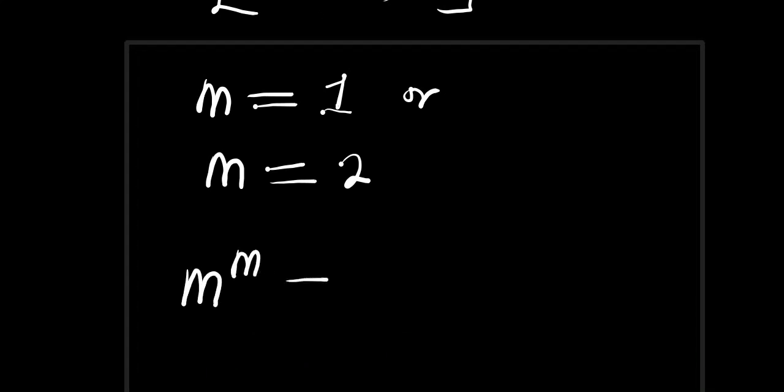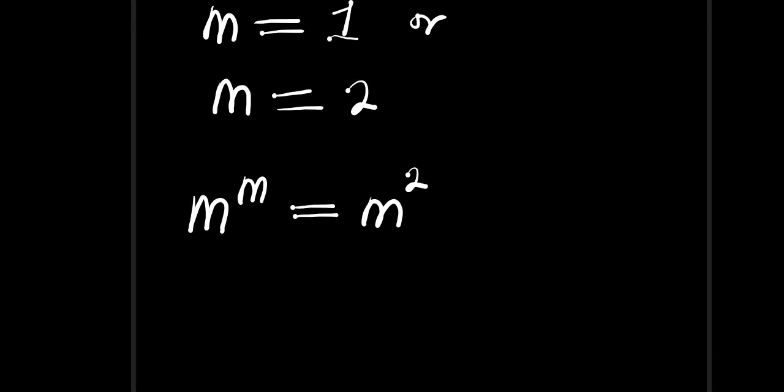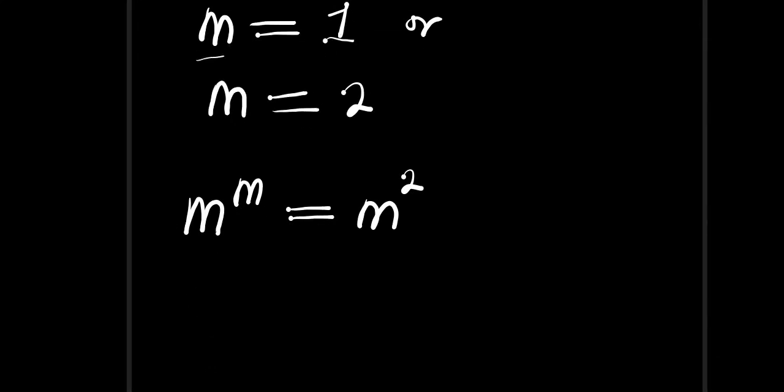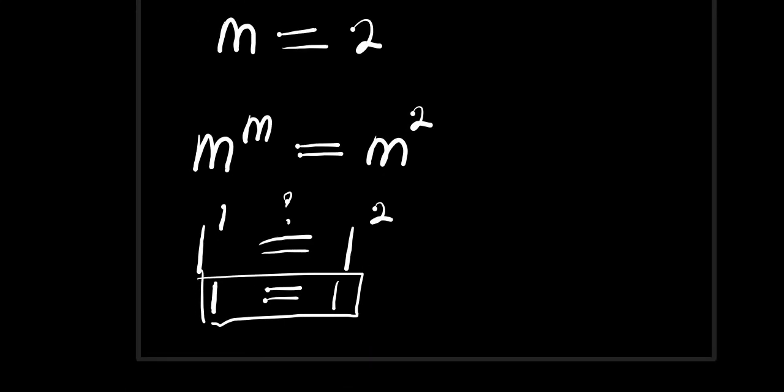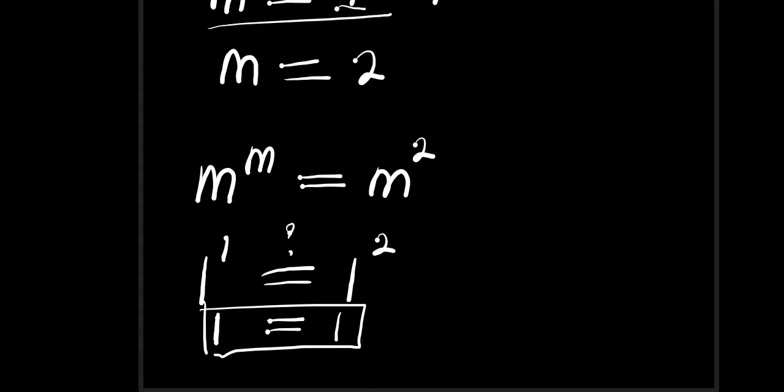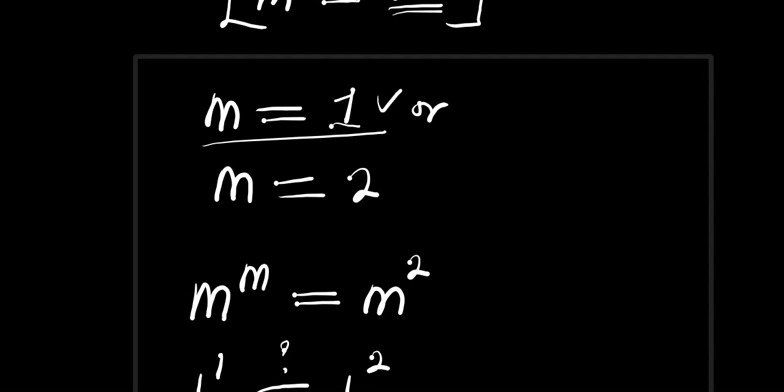Now let's go ahead and check if these two values of m will satisfy this equation. We have m power m is equal to m power 2. Now let's start with when m equals 1. If m equals 1, we are going to have 1 power 1 is equal to 1 power 2. Is it the same? 1 power 1 is 1, and this is equal to 1 power 2 is 1. So 1 is equal to 1. That means the first solution has satisfied this equation. This is absolutely correct.